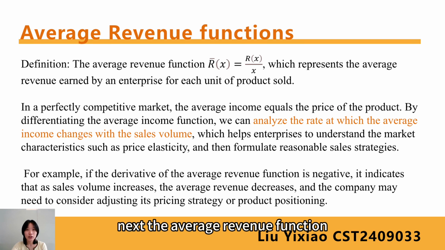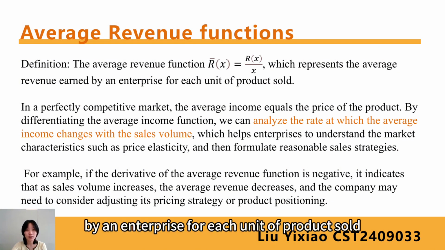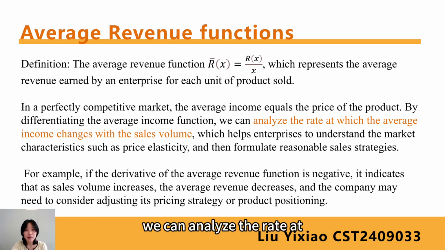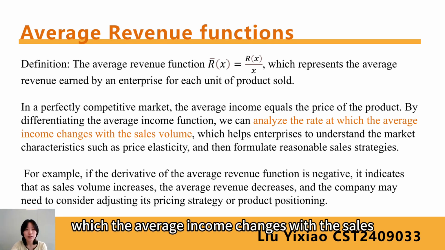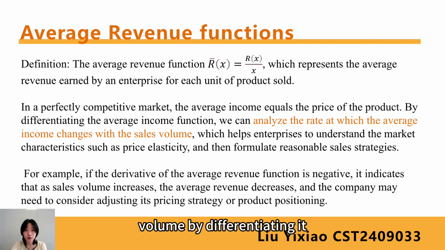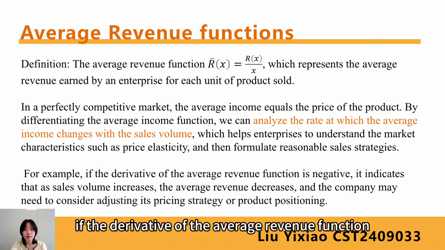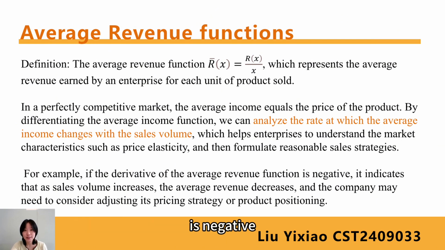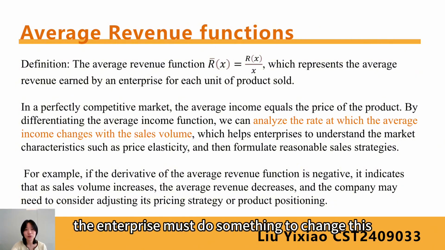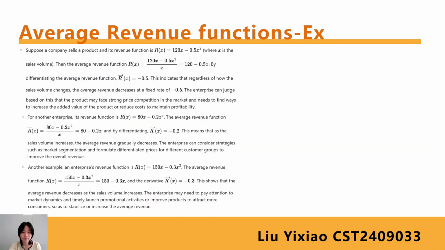Next, the average revenue function. It represents the average income earned by an enterprise for each unit of product sold. We can analyze the rate at which the average income changes with the sales volume by differentiating it. For example, if the derivative of the average revenue function is negative, it indicates that the average revenue decreases as the sales volume increases. The enterprise must do something to change this situation.